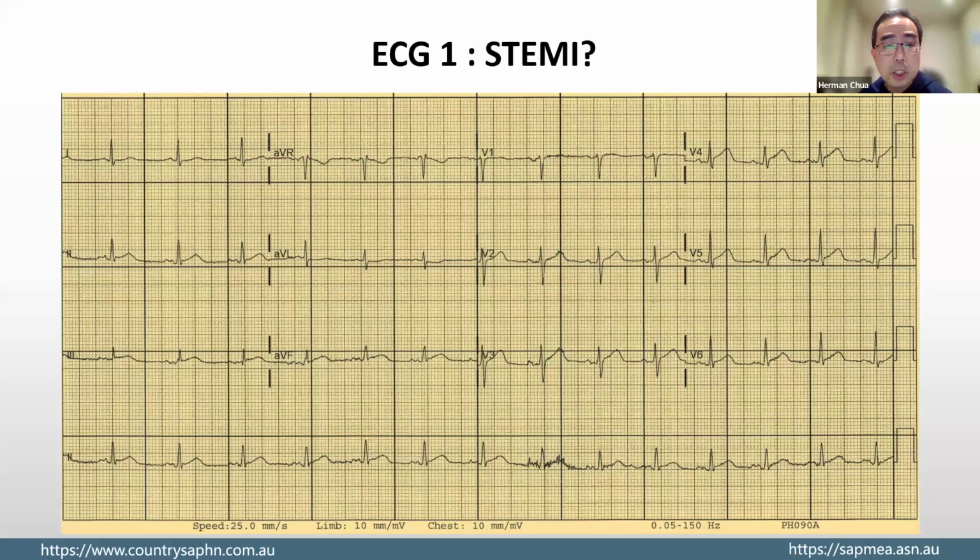All these are real life ECGs, obviously, from real life patients. This is a patient who presented to us with chest pain. In fact, we're going to have a poll right now. Very simple. I want you to tell me, is this a STEMI or is this not a STEMI?